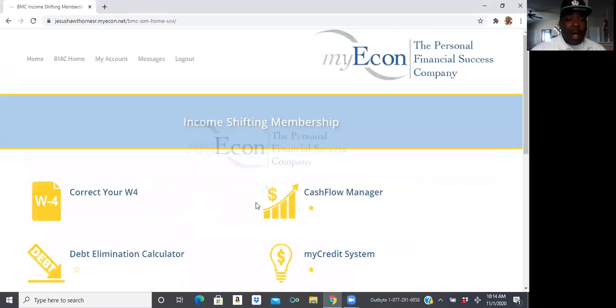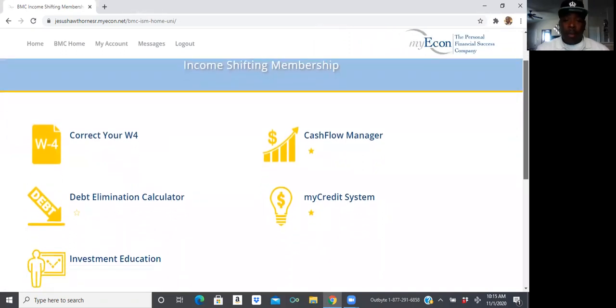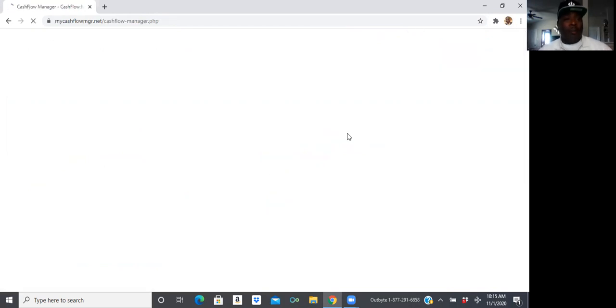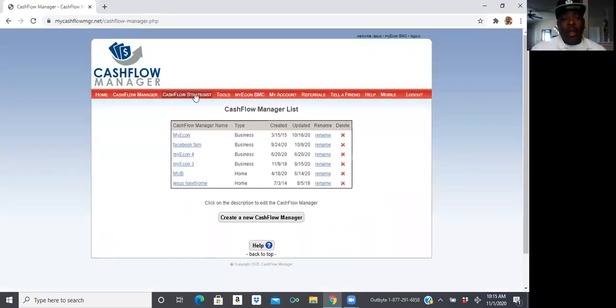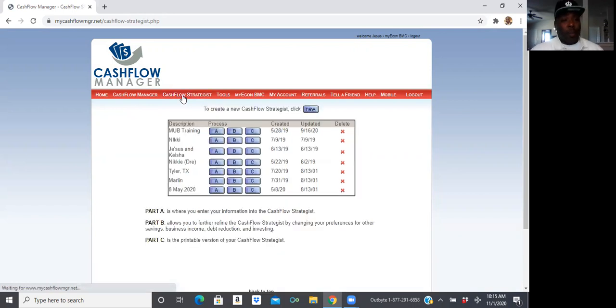Remember, a lot of these things are already inside your membership. You do not have to use additional income to purchase this software. It is already available for you. Now, you want to go ahead and click on the cash flow manager. All right. So from the cash flow manager, you're going to see a tab at the top that says the cash flow strategist. So you want to go ahead and select that.